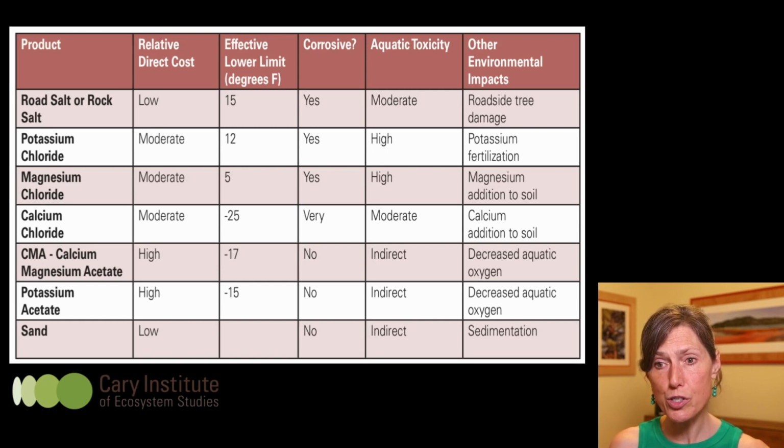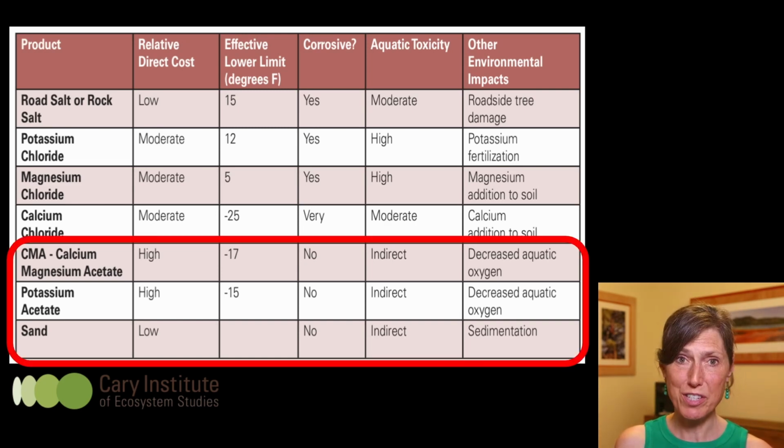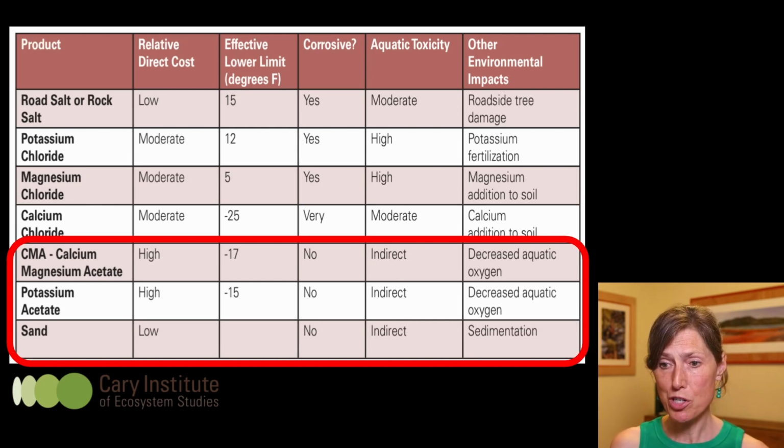Shown here are road salt or rock salt, which have a low direct cost and a moderate aquatic toxicity. The bottom part of this diagram looks at some other road salt alternatives. The unfortunate part is that their relative direct cost is high, other than sand, but sand may not work as well, although it is good for friction. An advantage is that these alternatives, although high in terms of cost, are not very corrosive. Their aquatic toxicity is only indirect.